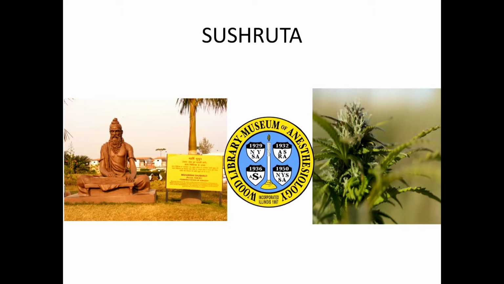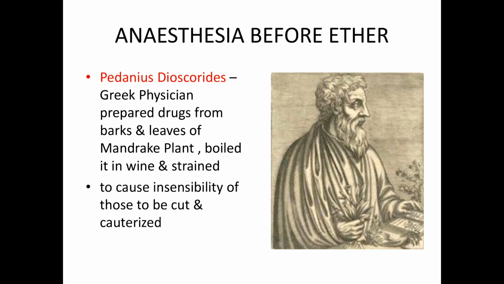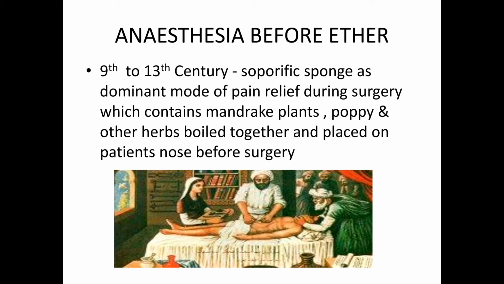Pedanius Dioscorides, Greek physician, prepared drugs from bark and leaves of mandrake plant, boiled it in wine and strained it. It was used to cause insensibility of those to be cut and cauterized. 9th to 13th century, soporific sponge was the dominant mode of pain relief during surgery, which contains mandrake plants, poppy and other herbs boiled together and placed on patient's nose before surgery.